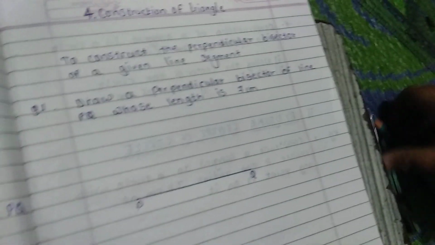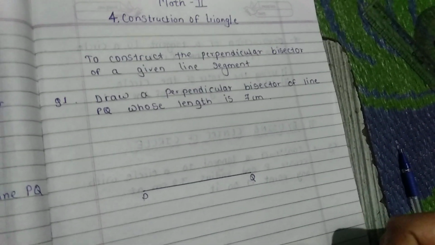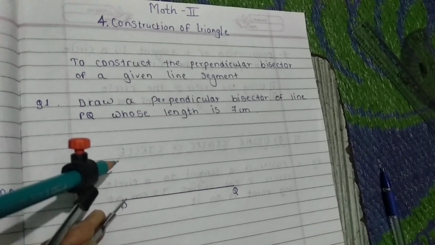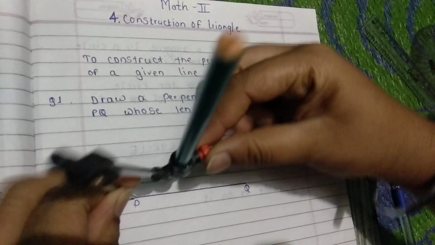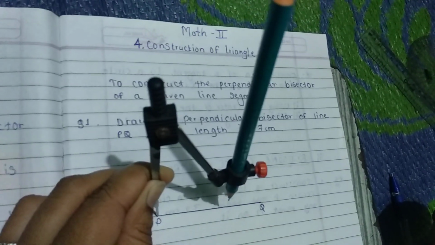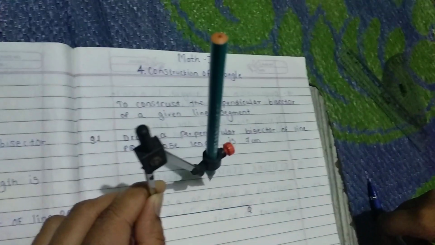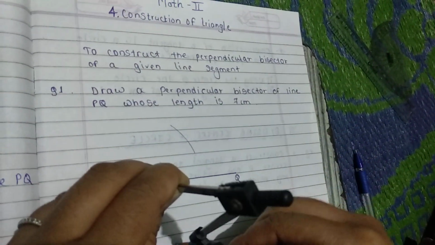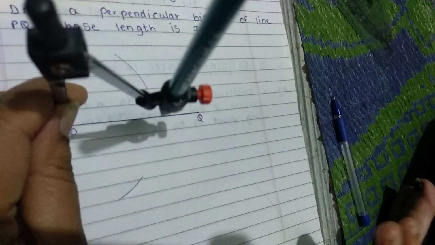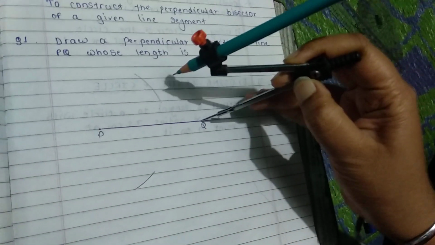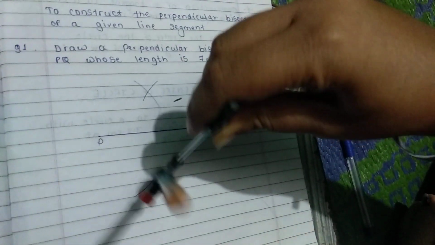Now the next thing you have to do: in a compass, take more than half the distance of the line segment PQ. Keep your compass pointer on point P, take more than half the distance of PQ, and then draw two arcs on the upper side and the lower side of the line segment. With the same distance, do not change the distance, now keep the pointer on point Q and likewise draw two arcs.